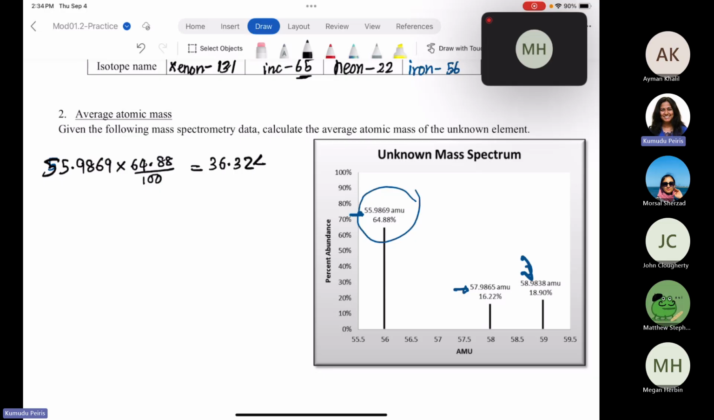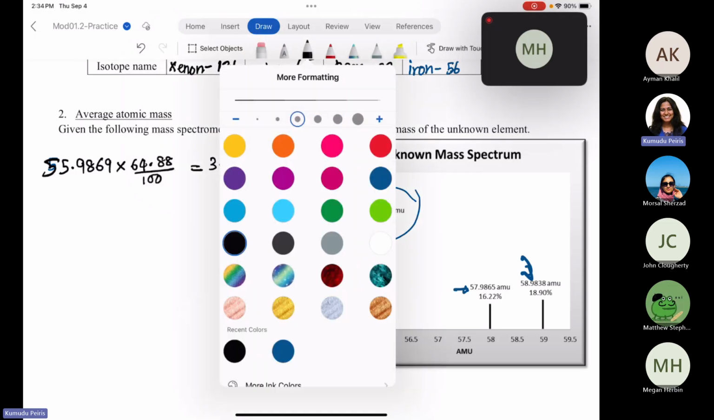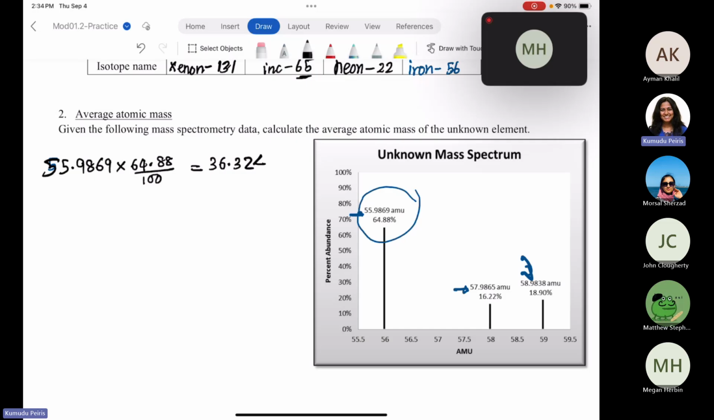324.3072 AMU, atomic mass units. The next one is 57.9865. Okay, I'm sorry, I forgot to add the units in the previous one.